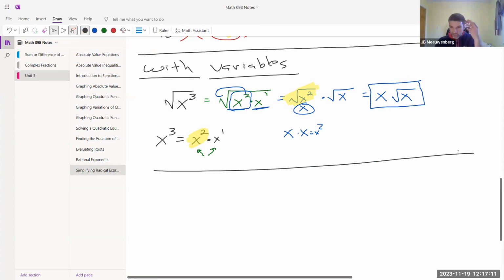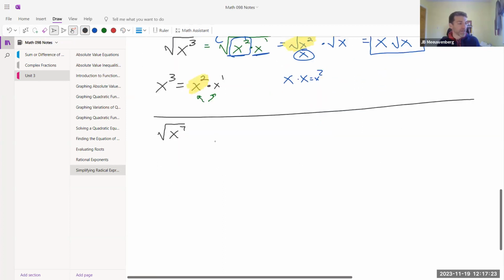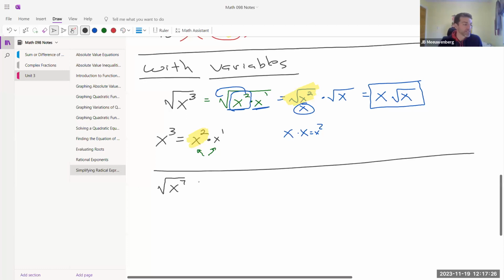I told you this was going to take a little bit different thinking here. Let's try the square root of x to the 7th. So this one's going to seem a little bit more challenging to you, so stay focused as we think through this. We need to break this up into something times something, right? And so we think about all the things that could make x to the 7th. How could we multiply two things together to get x to the 7th? Well, it would be x to the 6th times x to the 1st.